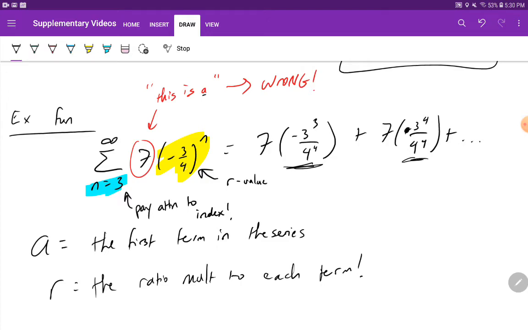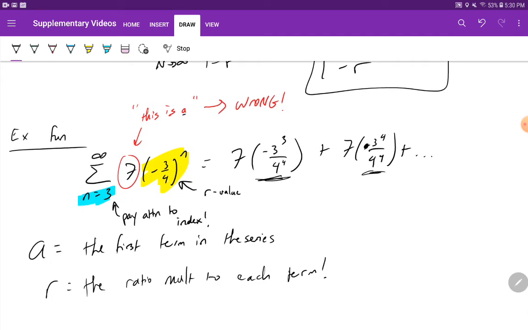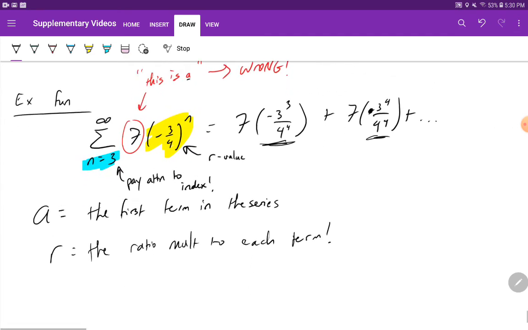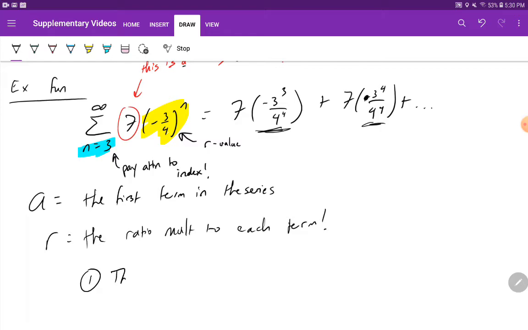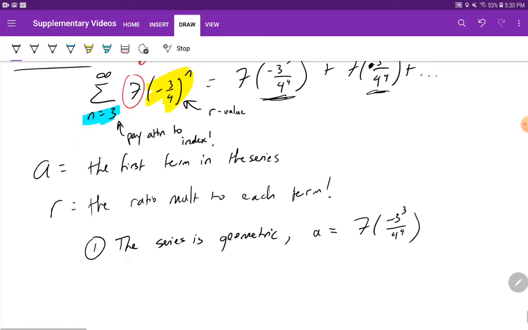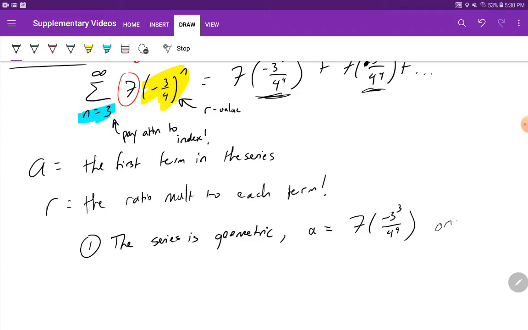All right. So how do we do this? How do we show that this is convergent or divergent, and what does it converge to? All right. Let's see here. First thing you state is the series is geometric. Once again, you must say that the series is geometric. The A value is equal to 7 times (-3) to the third. We'll figure that out in just a second. That's your A value. And the R value, sorry, not the absolute value of R, but just R, is equal to -3/4, because that's what you're multiplying on every step, on every term.